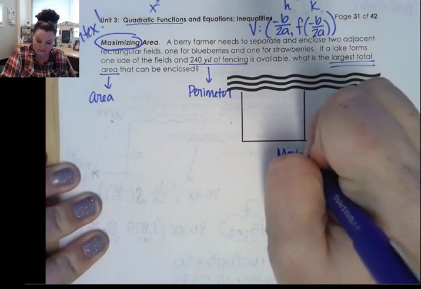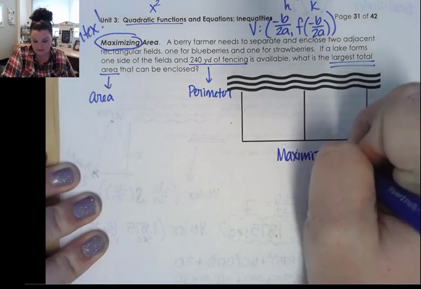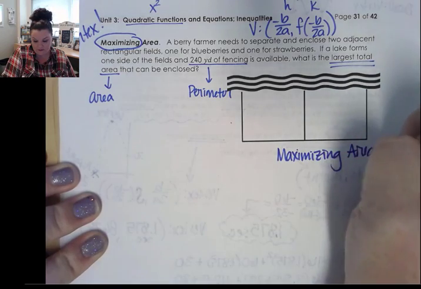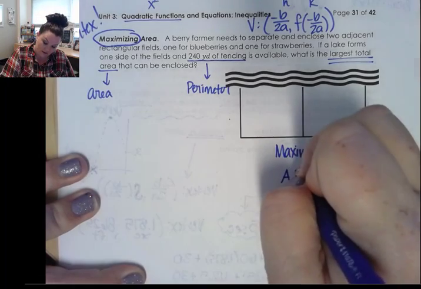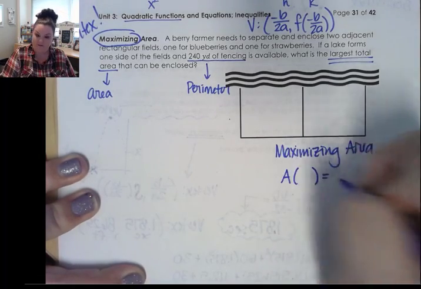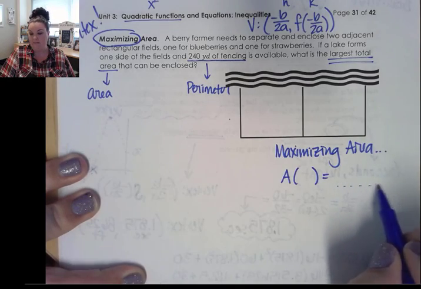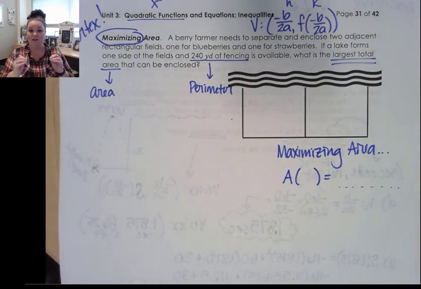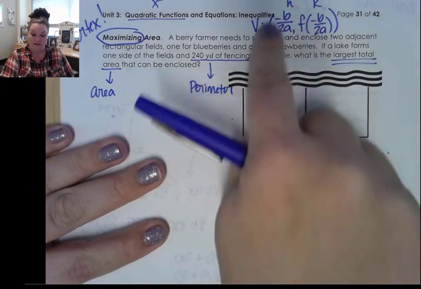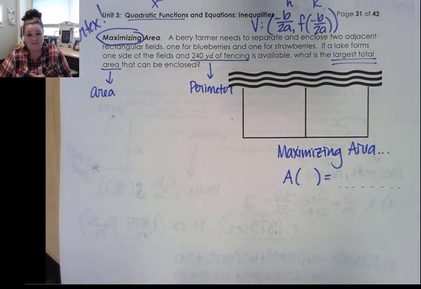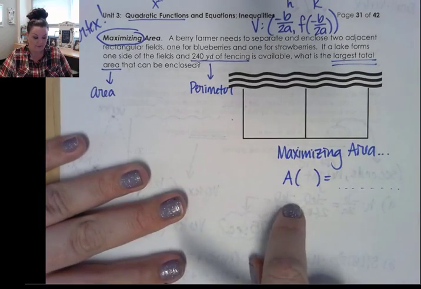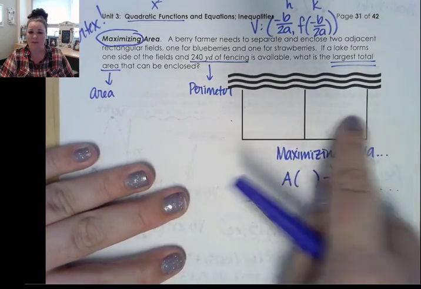Maximizing area. So that means we want to end up with a function of area, like the area given something looks like blah, blah, blah, right? So we need a function of area that we can use our vertex shortcut on, okay? Now we don't have a function of area yet, but this is where we want to end up. So let's go ahead and label what we know here.